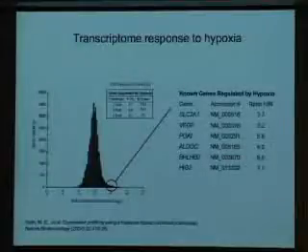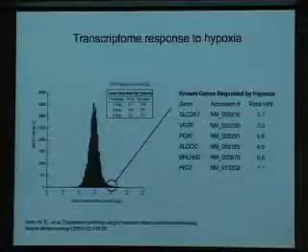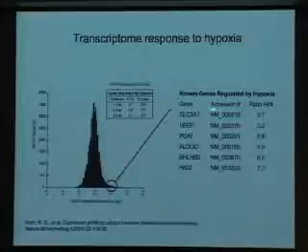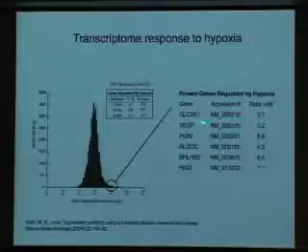Now, we went on to say, okay, what else could be altered in hypoxia? And we did transcriptome profiling, and this is just a graph of the number of genes either upregulated on the right or downregulated on the left. And if you look at genes upregulated in hypoxia, you see a lot of metabolic genes that are associated with glycolysis or the angiogenesis, such as VEGF.